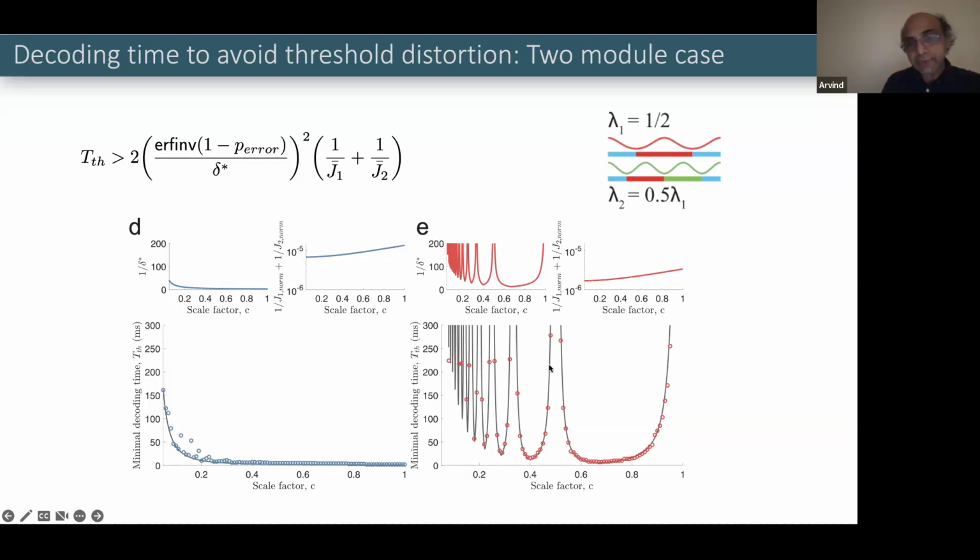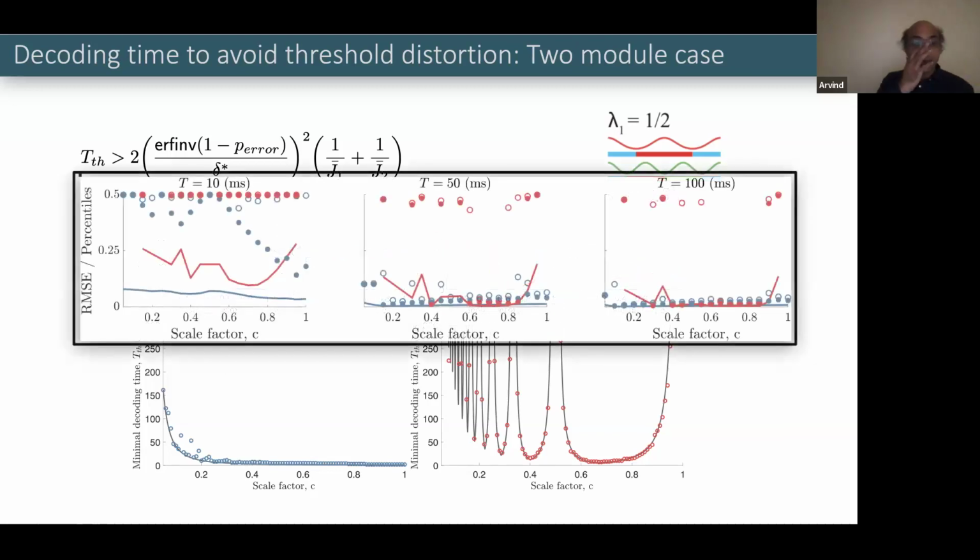For the periodic case, you get these harmonics, and they are there because at some point they become subharmonics. So one module frequency is a subharmonic of the other, and therefore you get these large peaks. Otherwise, this is quite nice. It matches with our simulations. And so what it tells us is that in general, the time to avoid threshold distortion is much larger for periodic tuning as opposed to single peak.